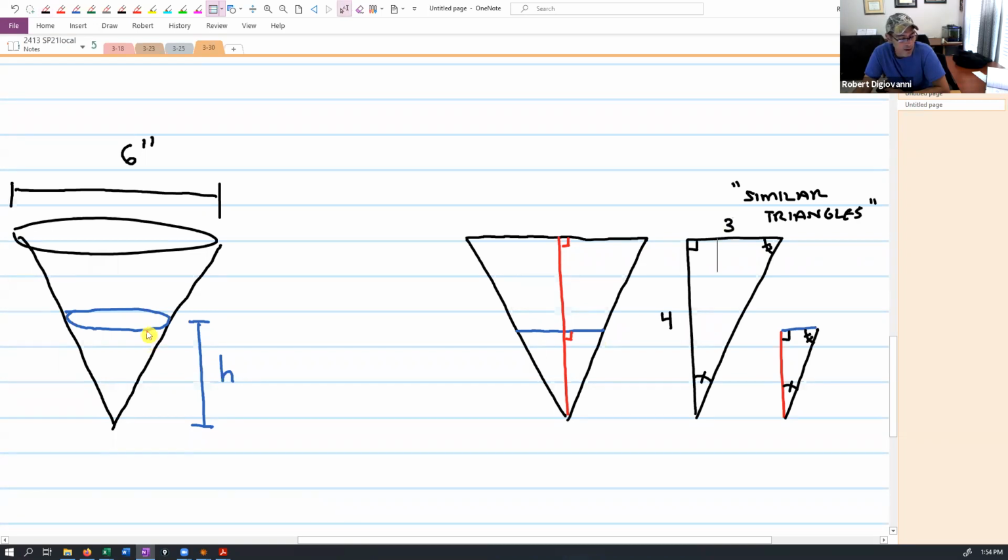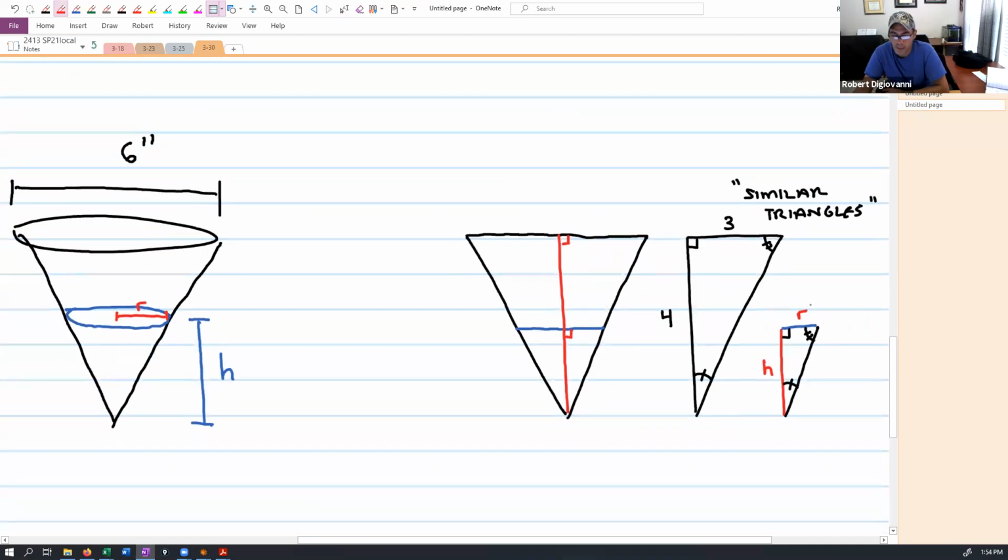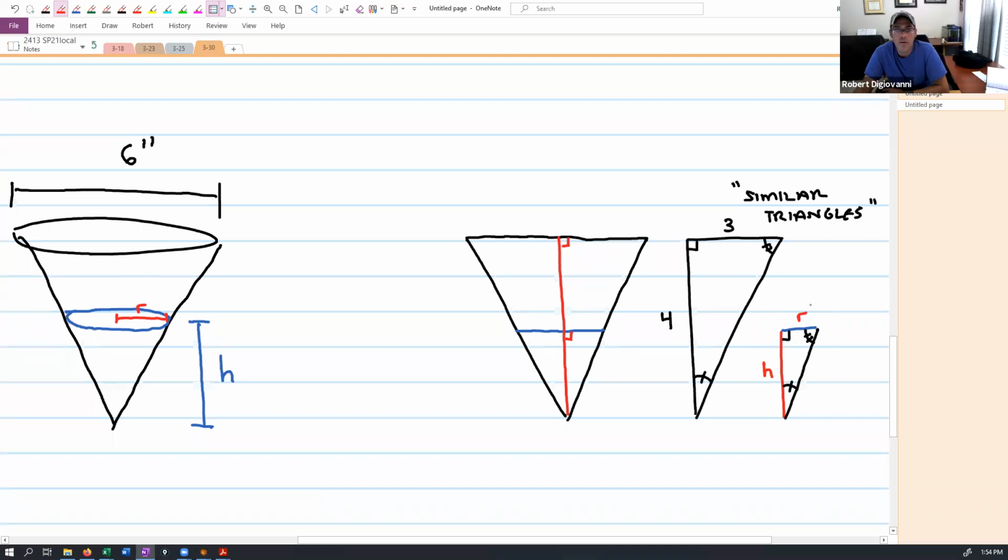Now, in terms of our picture here, the H is this side. That's H. And what's this little piece? Wouldn't that just be the radius of this cone? The cone made out of the water has a radius of R, doesn't it? Whatever it is, let's call it R. You following me?